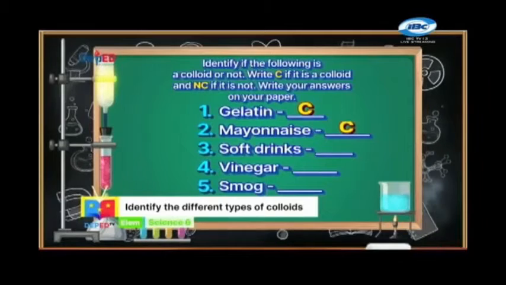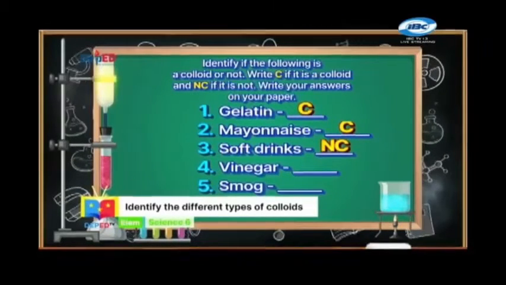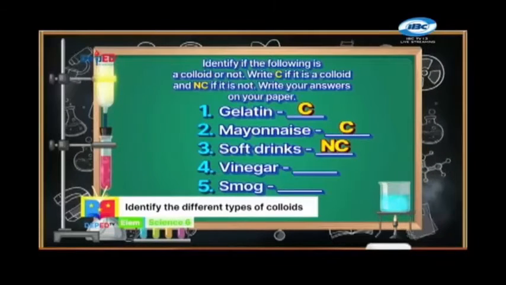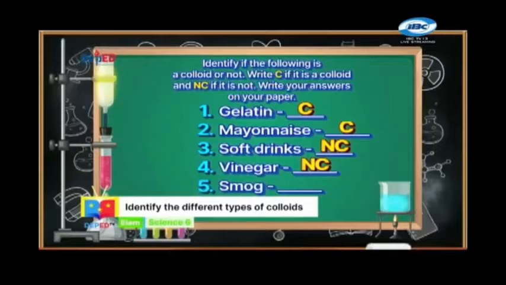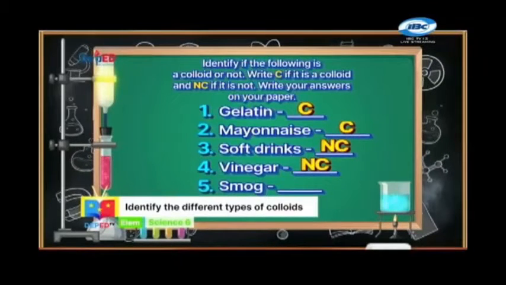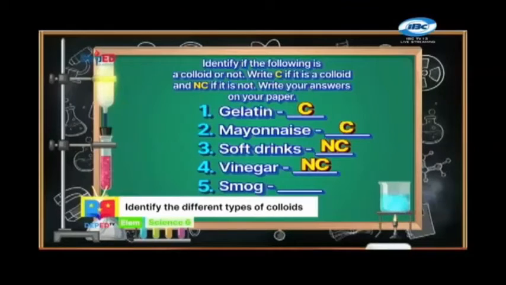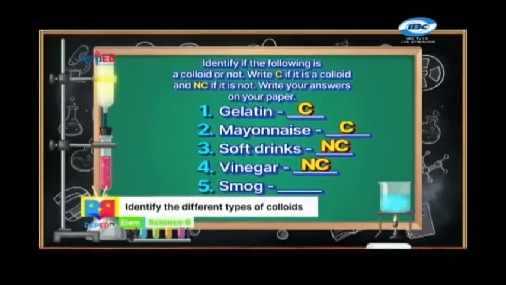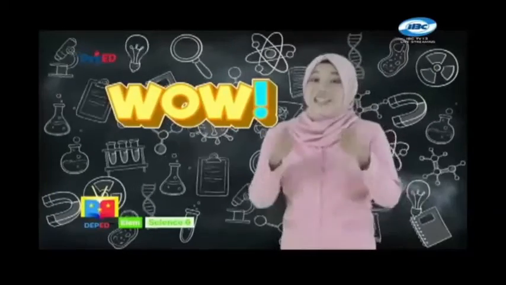The correct answer is NC, not a colloid because soft drinks are solutions. Number 4, vinegar. The correct answer is NC, not a colloid because vinegar is a solution. Number 5, smog. The correct answer is C, colloid. Wow! You really did a good job!